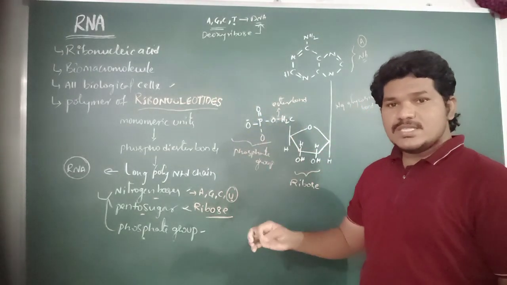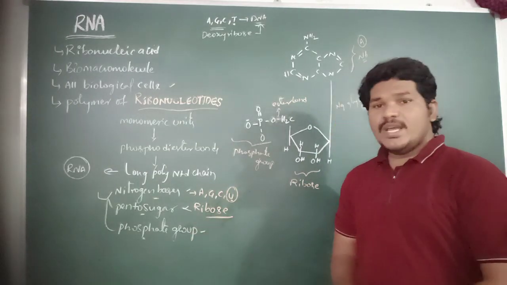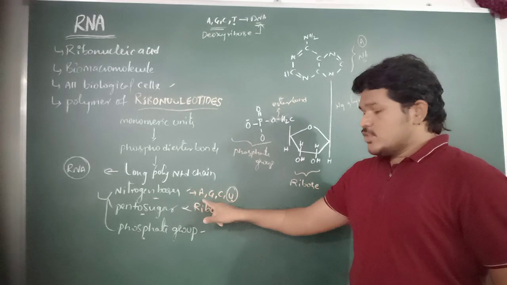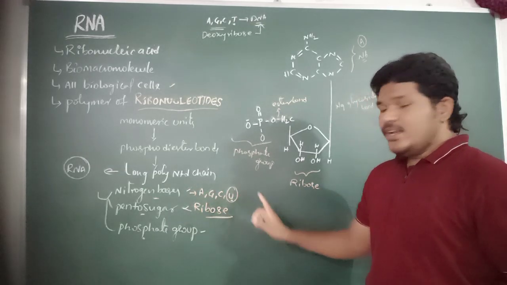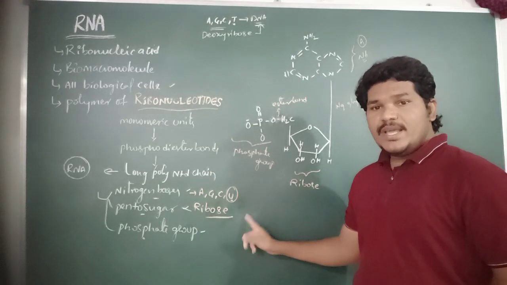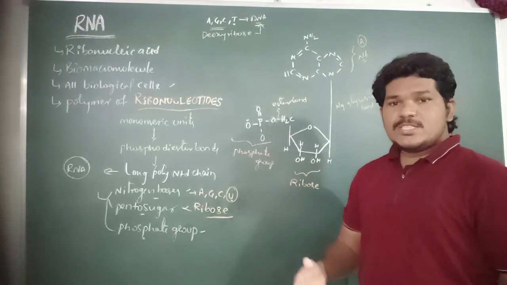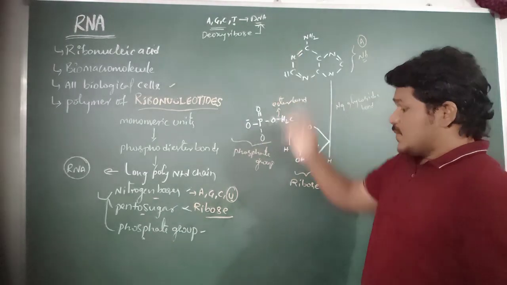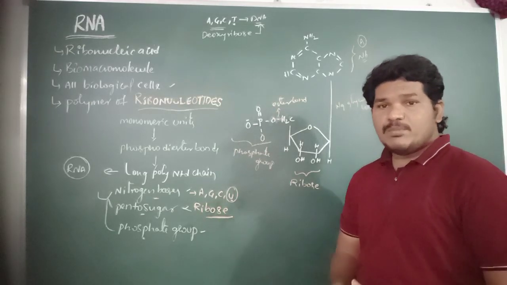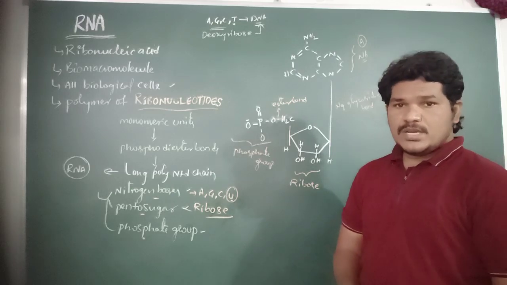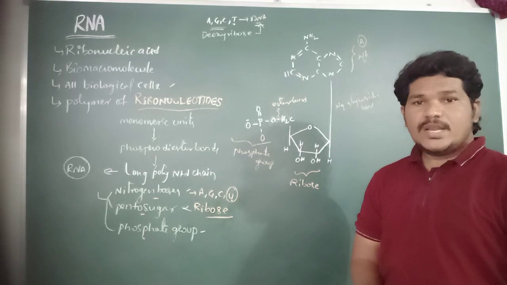Each consists of three different types of components: nitrogen bases, pentose sugar, and phosphoric acid or phosphate group. The nitrogen bases present in RNA are adenine, guanine, cytosine and uracil. Uracil is present only in RNA instead of thymine, but in DNA thymine is present. The pentose sugar present in RNA is ribose sugar instead of deoxyribose sugar, which is present only in DNA.